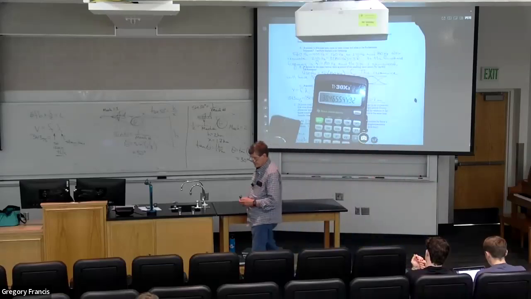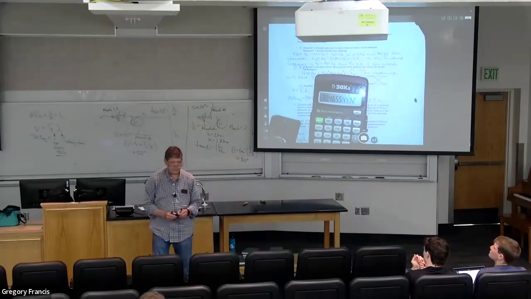What I ought to do is just offer 50 extra points for every mistake you can find in the book, and then people would read the book. Yeah.